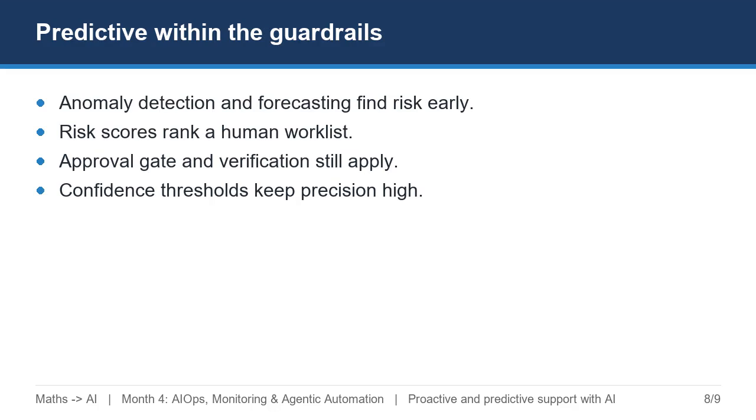Let's see how predictive support sits inside everything we've built. Anomaly detection and forecasting find risk early. Those risk scores rank a human work list instead of firing actions. The approval gate and verification from Lesson 6 still apply to anything consequential. And confidence thresholds with corroboration keep precision high so trust stays intact. Predictive support isn't a new, riskier system, it's the same safe pipeline, pointed earlier in time.